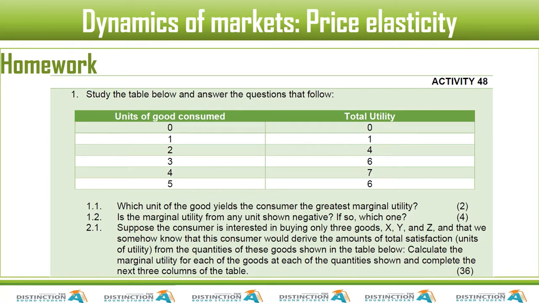Then suppose the consumer is interested in buying only 3 goods, that's X, Y, Z. And obviously you'll be wondering, where do you get that? Well, it is in the table below. So if you are using the textbook, you'll see that yes, it's a continuation of this topic. So goods X, Y, Z, and we somehow know that this consumer would derive the amount of total utility from the quantities of these goods shown in the table below. Calculate the marginal utility for each of the goods as at each of the quantities shown, and complete the next 3 columns of the table.